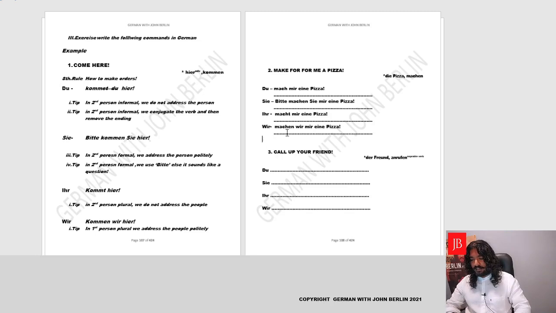Okay, so let's see if it works. We'll begin with the structure. First the verb conjugated for wir. Ich mache, du machst, sie es macht, wir machen. Perfect. So we have here machen. We'll introduce the subject wir. Then it will be, of course, the rest of the sentence.